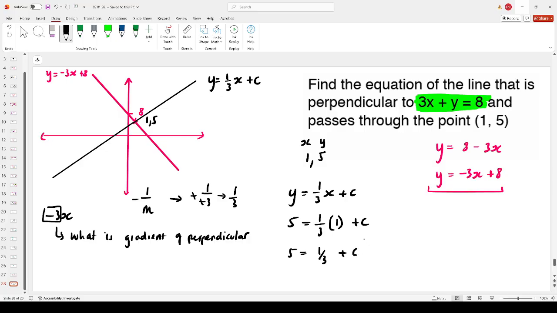What's c going to be? Who got 4 and 2/3? 4 and 2/3. Because I'm going to take that and take it this way. So 5 minus 1/3 equals c. So therefore, 15 over 3 minus 1 over 3. Who got 14 over 3? I think a bunch of you got that, so well done. So I write the equation y equals 1/3 x plus 14 over 3.